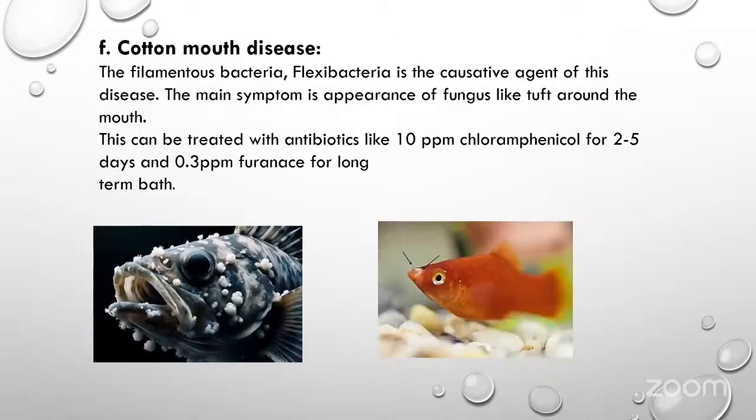The next is cottonmouth disease. The filamentous bacteria, Flexibacteria, is the causative agent of this disease. The main symptom is appearance of fungus-like tuft around the mouth. This can be treated with antibiotics like 10 ppm chloramphenicol for 2 to 5 days and 0.3 ppm furanase for long-term bath. This is how the fish look with cottonmouth disease. It looks as if balls of cotton are present on the mouth area. Even this fish, you can observe this.